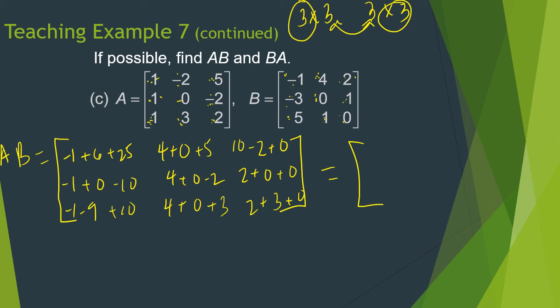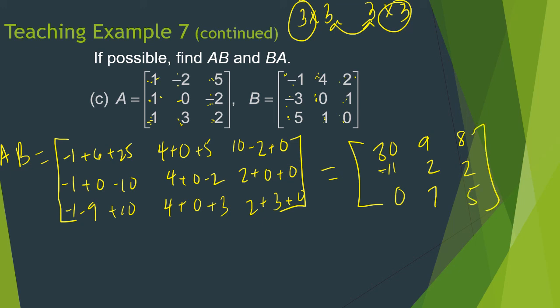negative 1 plus 6 is 5. 5 plus 25 is 30. Negative 1 plus 0 is negative 1. Minus 10 is negative 11. Negative 1 minus 9 is negative 10. Negative 10 plus 10 is 0. 4 plus 0 is 4. 4 plus 5 is 9. 4 plus 0 is 4. 4 minus 2 is 2. 4 plus 0 is 4. 4 plus 3 is 7. 10 minus 2 plus 0 is 8. 2 plus nothing is 2. 2 plus 3 is 5. 5 plus 0 is 5.